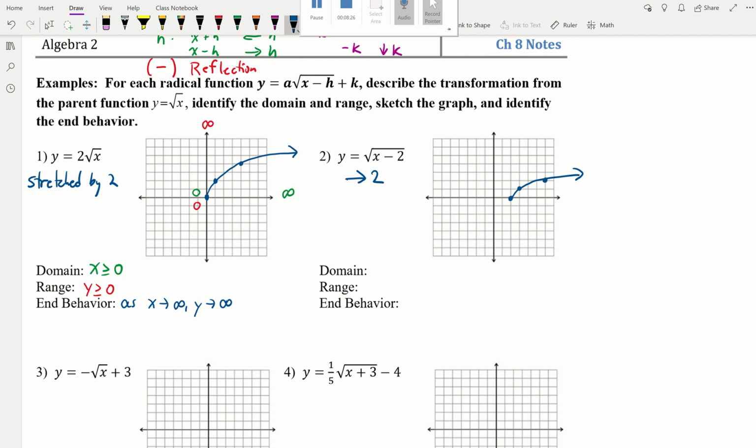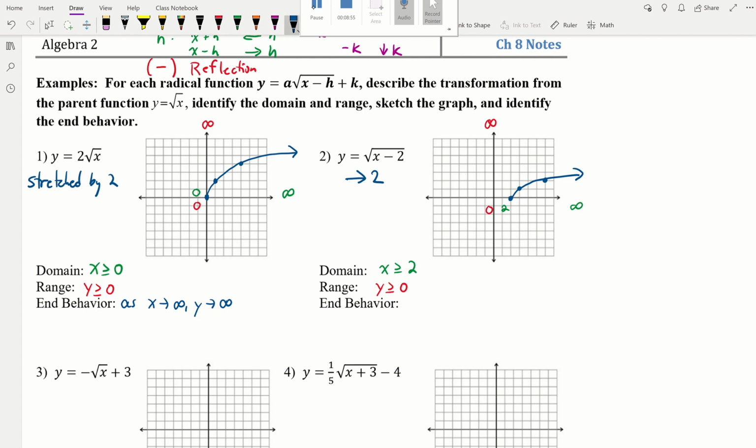When we look for the domain this time, when we read the graph from left to right, we don't start at 0, we start at 2. So our domain is going to start at 2 and go to infinity. So we could say that x is greater than or equal to positive 2. In terms of the range, from bottom up, we are still going to start at 0 to infinity, so y is greater than or equal to 0.